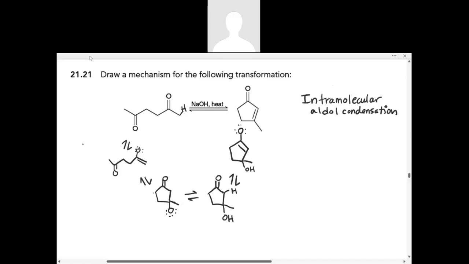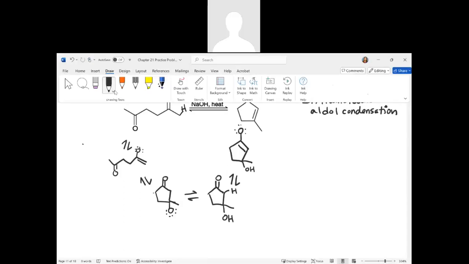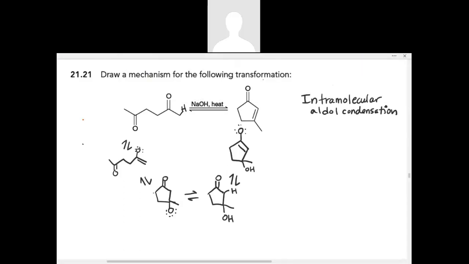In chapter 21, problem number 21, we are asked to draw a mechanism for this following transformation. So we're given our reactant here, this diketone on the left, and then we see that we have this cyclic alpha beta unsaturated ketone product here on the right.